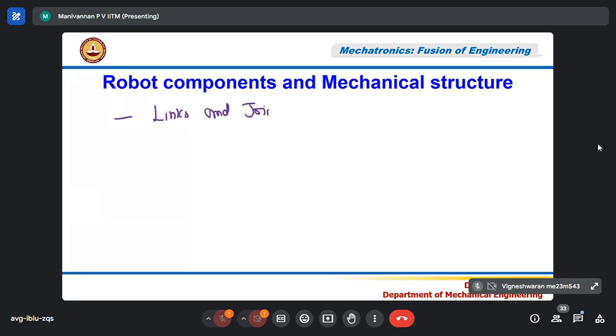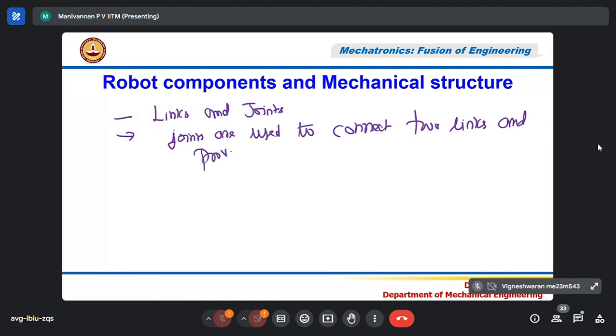Any robot has only two types of parts. One is called a link, the other one is a joint. Joints are used to connect two links, and note this down, this is important: they provide a relative motion between the links. A relative motion between links.